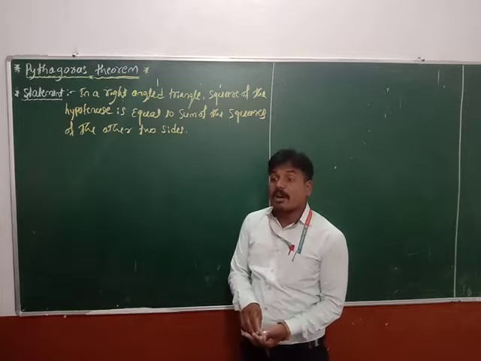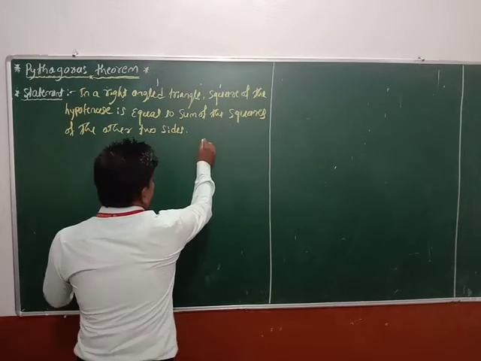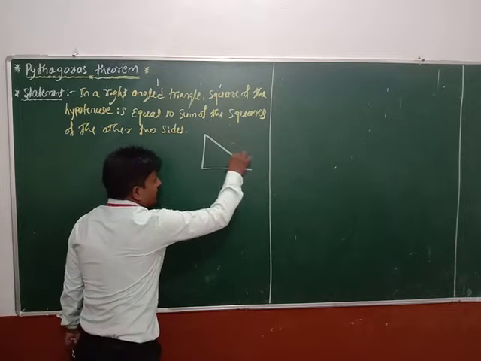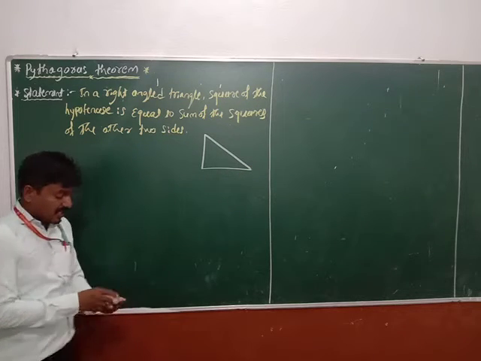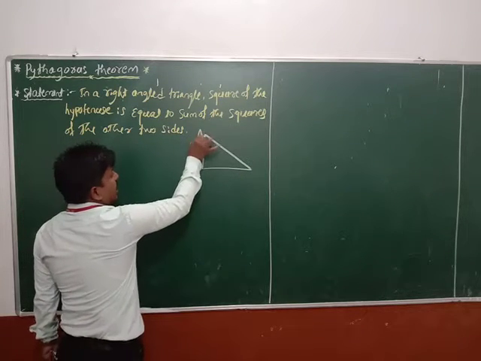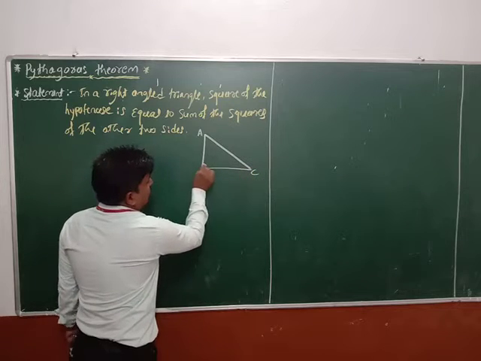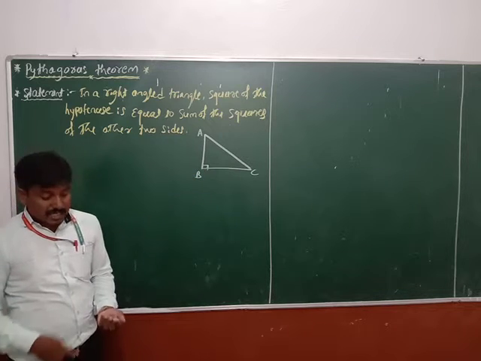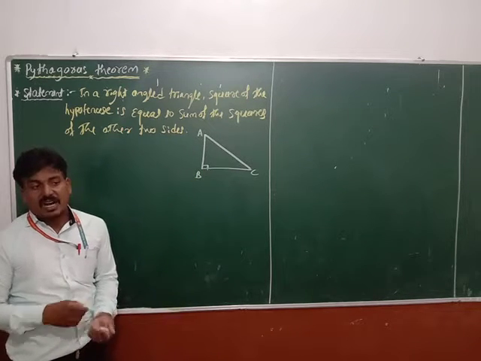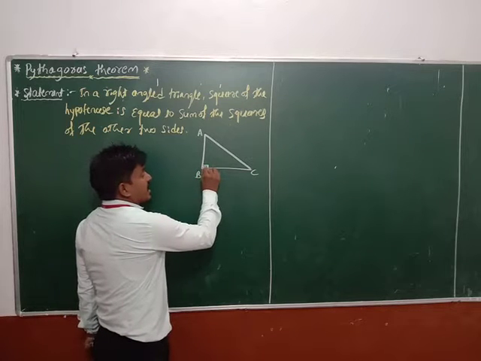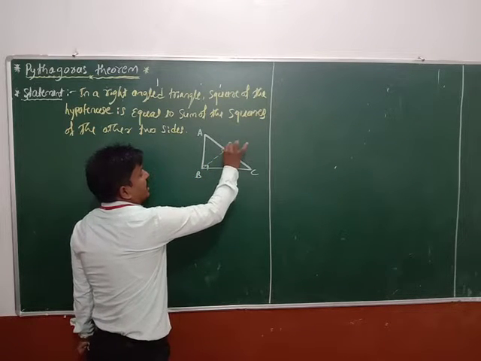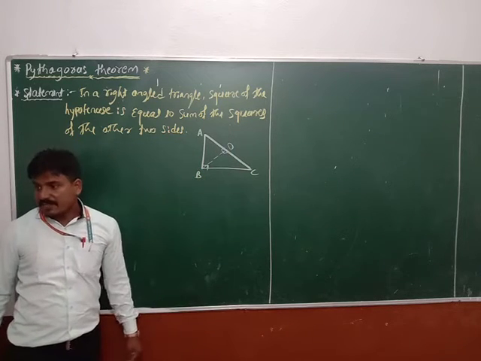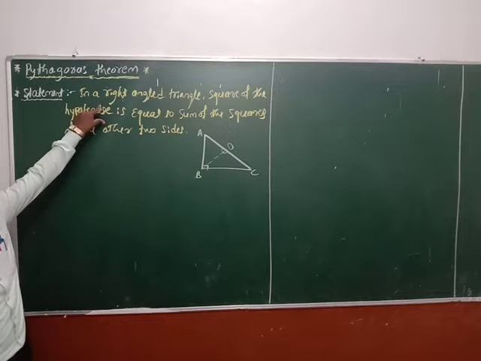Next, you can draw the diagram, our right angle triangle diagram. Consider ABC is the right angle triangle, with right angle at B. Next, a small construction: you can draw BD perpendicular to AC. BD perpendicular to AC. This is your construction.